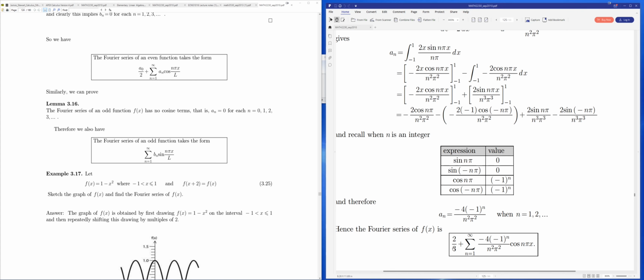I notice this just has a constant term and cosine term in it. It doesn't have any sine term. And why it's in this form is because the function f of x was an even function.